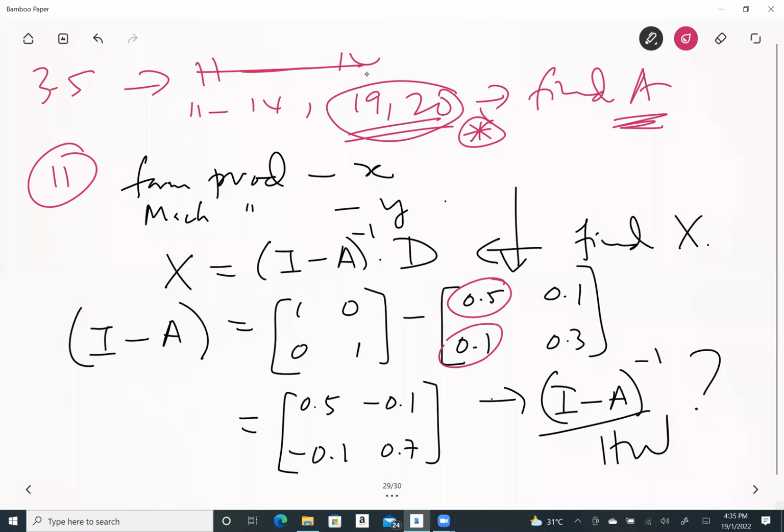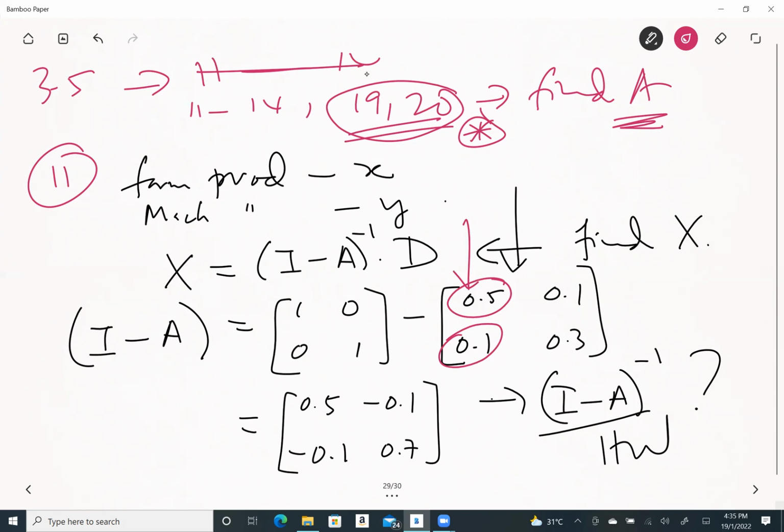Okay, and 0.1: to produce 1 unit of the farm product, we need 0.1 unit of what? Of farm machinery product or output. So that is the per unit input requirement. That's per unit. So if they ask you for 100 units, multiply by 100. Okay, so that is the thing.